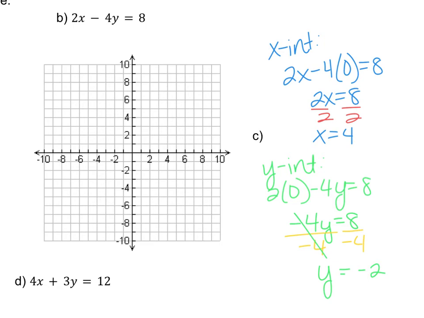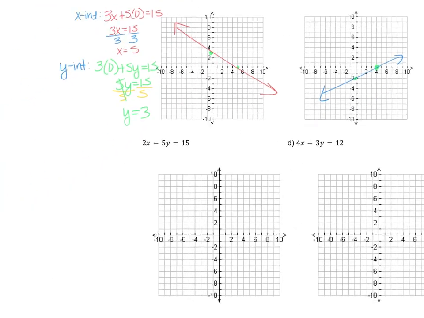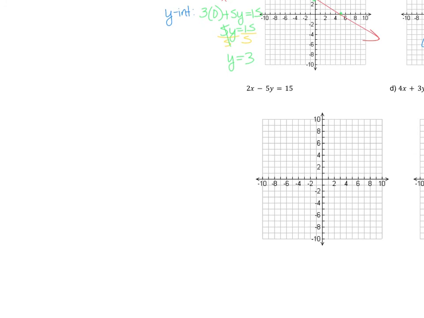Okay, so let's plot them. So on the x-axis, we're plotting 4. And on the y-axis, we're plotting negative 2. Draw a line. Oops, I can never get it the first try. Draw a line to connect them with your arrows. There you go. 2 more, and then we are done. Sweet, this is going to be a shorter video.